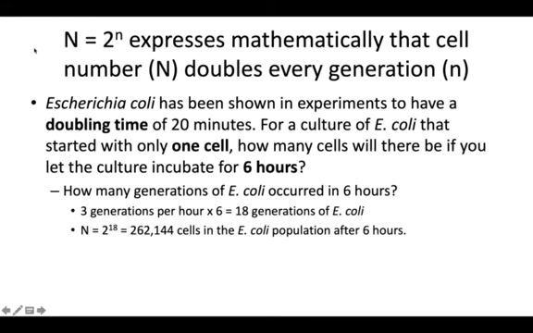N, the capital letter N, means the number of cells. So we plug 18 in there, as you see, and N will be 262,144 cells of E. coli in a population after 6 hours. So after 6 hours, starting with 1 cell, we will have almost close to 300,000 bacterial cells of E. coli.